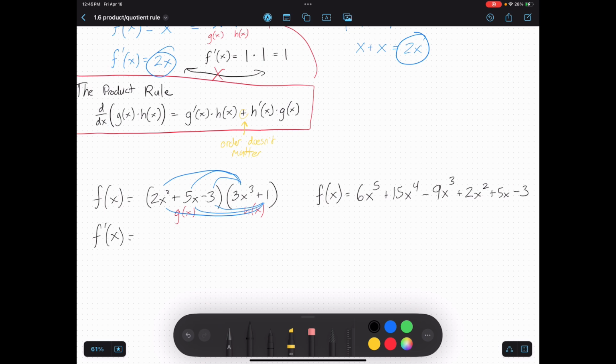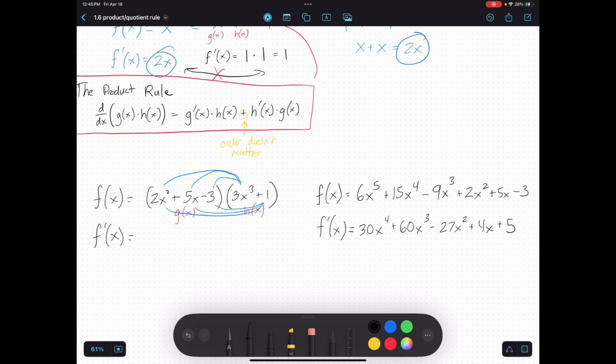And now I have this big, long, fifth order polynomial. And with this, I don't need the product rule. I can take the derivative of this just using my sum and difference rule, my constant multiple rule, and my power rule. And I would get 30x to the 4th plus 60x cubed minus 27x squared plus 4x plus 5.